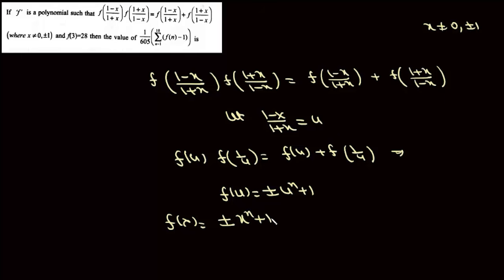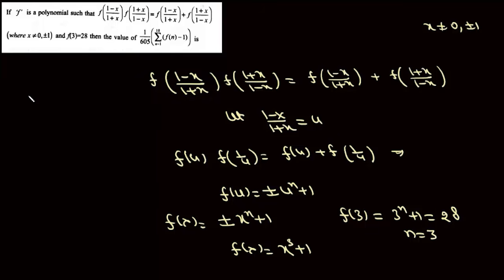Now we're given f(3) equals 28. So f(3) will be, since it is positive, we'll have this plus sign. So it will be 3 to the power n plus 1 equals 28. So the value of n is 3. So your function f(x) will be x cube plus 1.